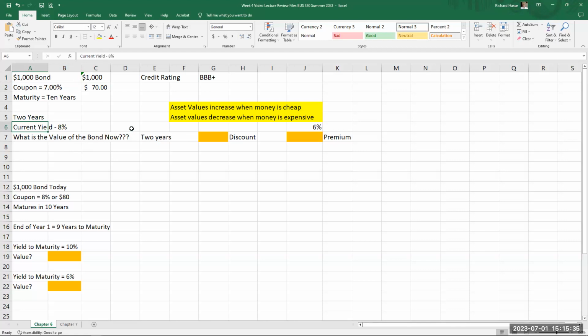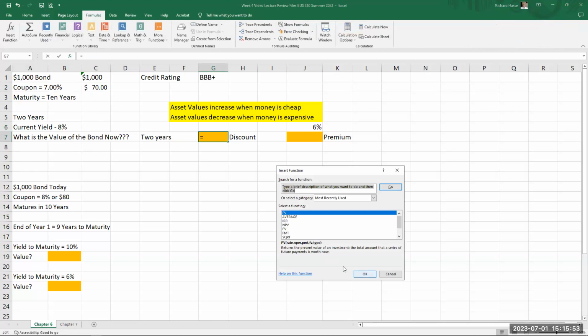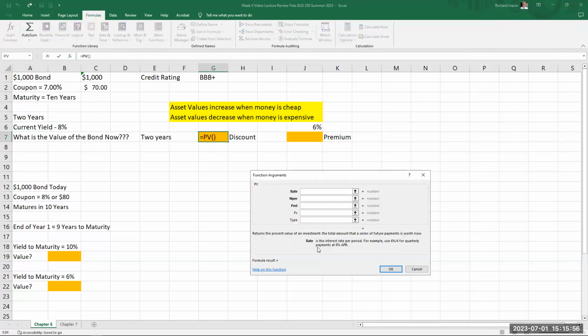So whoever is going to buy this bond from this individual would have to buy a 7% bond in an 8% market. How much would they have to pay? Well, it's very easy. Formula, function, present value. So now the interest rate in the yield is 8%. The number of periods remaining, remember 2 years have gone by on a 10-year bond, so 8 years remain. The annual interest payment is $70 on this bond, and the future value, what you get at the maturity, is $1,000.